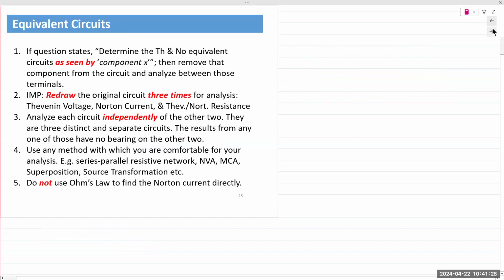Again, if the question states, determine it as seen by, there are multiple ways to use that phrase. Sometimes it might be stated that the component is a load resistance, or a load component. It would be your job to recognize what that problem statement is telling you. So sometimes this as seen by phrase can also be stated as a load resistor, load circuit, load component, or it would say a follow-on second circuit.